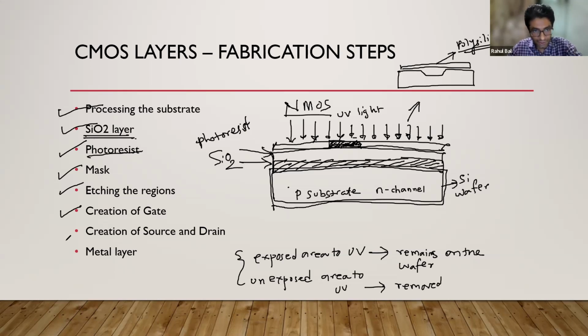After that, creation of source and drain. Now to create source and drain, since it is N channel, we will diffuse N type of impurity inside this substrate. Since it is N channel, we diffuse N type of impurity in this. So it is called diffusion. To create source and drain, we have to use the diffusion process.